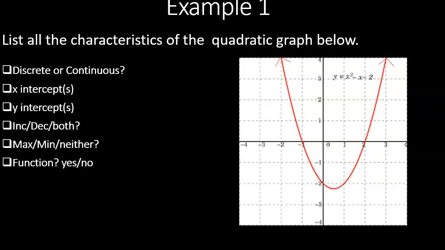All right, so let's look at some examples. So you're going to look at this picture of a quadratic graph to the right, and you're going to tell me, is it discrete or is it continuous? What are the x-intercepts? What are the y-intercepts? Is it increasing, decreasing, or both? Does it have a maximum? Does it have a minimum, or neither? And is it a function, yes or no? So I want you to go ahead and pause your screen and either answer these in your head or on a sheet of paper, and unpause when you're ready to see the answers.